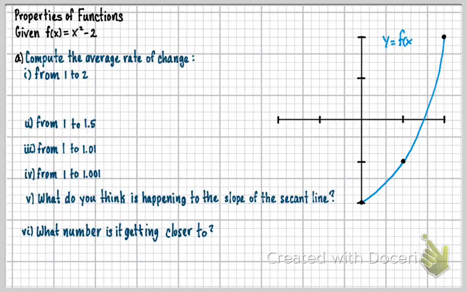Given f of x equals x squared minus 2. Part A says compute the average rate of change from 1 to 2. So we're going to look for this average rate of change from 1 to 2, and that 1 to 2 are my x values. When I look at this graph to the right here, this is the graph of f of x equals x squared minus 2.